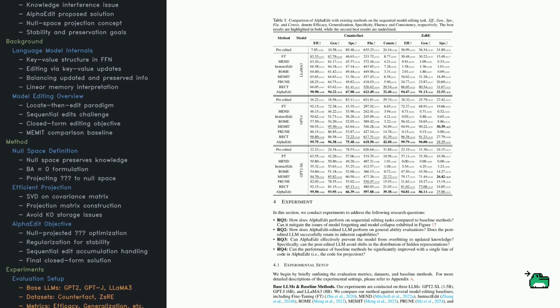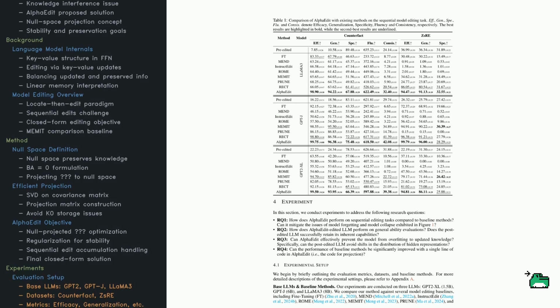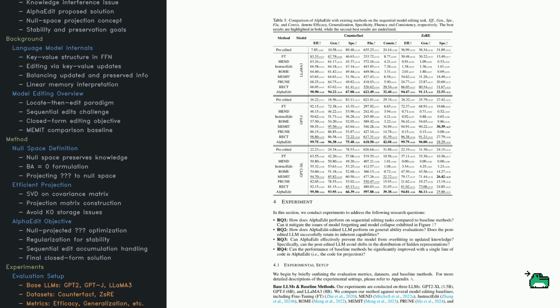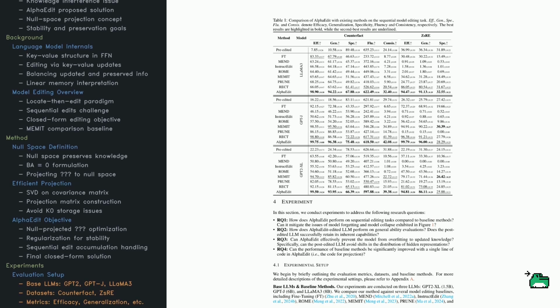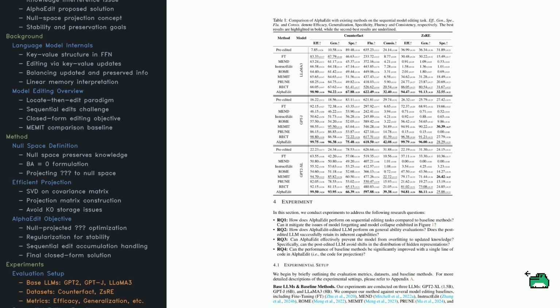The section also poses 4 key questions. Does AlphaEdit outperform other methods? Does it prevent forgetting? Can it preserve general capabilities? Can existing methods improve with just one-line projection? That last one's huge. You don't need to ditch your current method, just add AlphaEdit's projection.